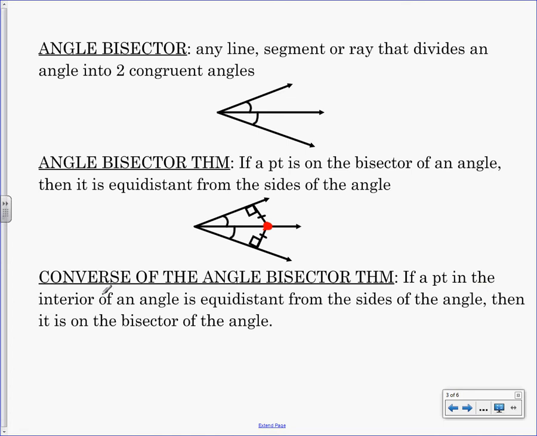If a point in the interior of an angle is equidistant from the sides of the angle, so we would not have this given to us this time, we would have this and this. So a point on the interior, equally spaced from the rays of the angle, then it's on the angle bisector. Then we would figure out, oh, that must have been an angle bisector, so these angles must be the same. It's forwards and backwards saying the same information.